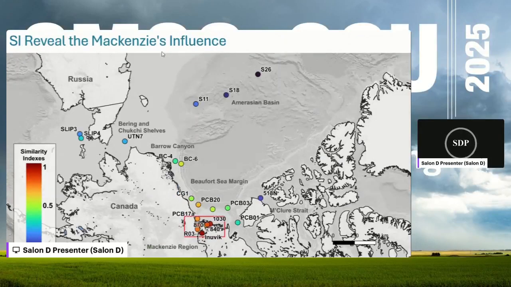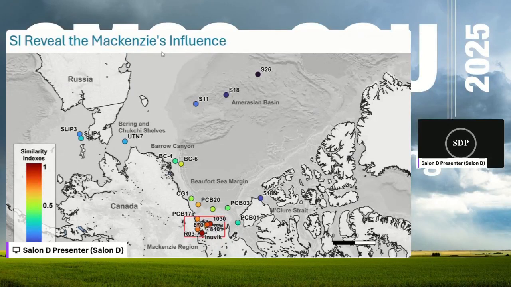But when we go a bit farther, that's where things get interesting. First, we can see that the farther we get from the Mackenzie region, the less similar the signature is. Again, it's logical, because the farther you get, the less the contribution of the Mackenzie region will be. But there are also some interesting things. For example, here in the McClure Strait, we're pretty close to the Mackenzie region, but the signature is really different.